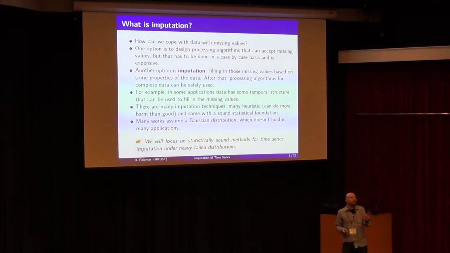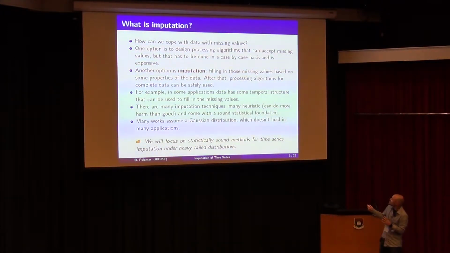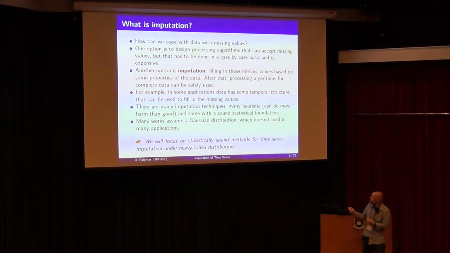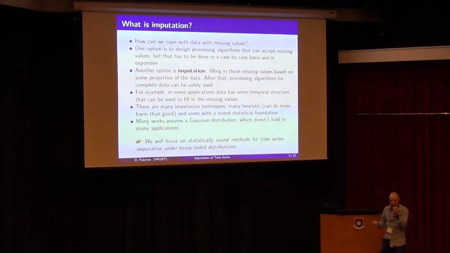Now, of course, you cannot do magic. How can you fill in the missing values? The idea is that we want to fill in those values based on some properties of the data. There has to be some structure that you know, otherwise you cannot do magic. In our case today, I'm going to use the fact that time series usually have some structure along the time domain. That's going to be the structure we use to do the filling.